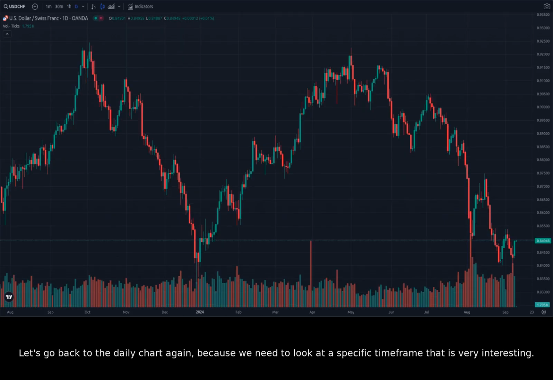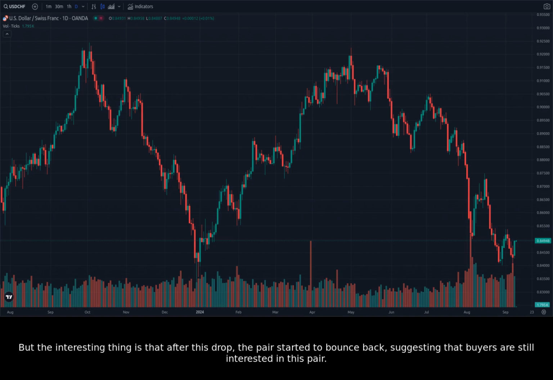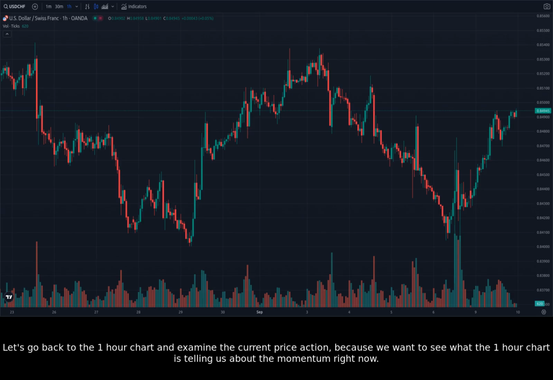Let's go back to the daily chart again, because we need to look at a specific time frame that is very interesting. Let's focus on the past 3 weeks, specifically from the end of August. We see a clear downward trend, and on the first day of September, the pair dropped significantly. This drop can be linked to the news from the Swiss National Bank's recent interest rate cut. The daily chart is showing us that the recent news has had a major impact on the pair. But the interesting thing is that after this drop, the pair started to bounce back, suggesting that buyers are still interested in this pair. Let's go back to the 1-hour chart and examine the current price action, because we want to see what the 1-hour chart is telling us about the momentum right now.